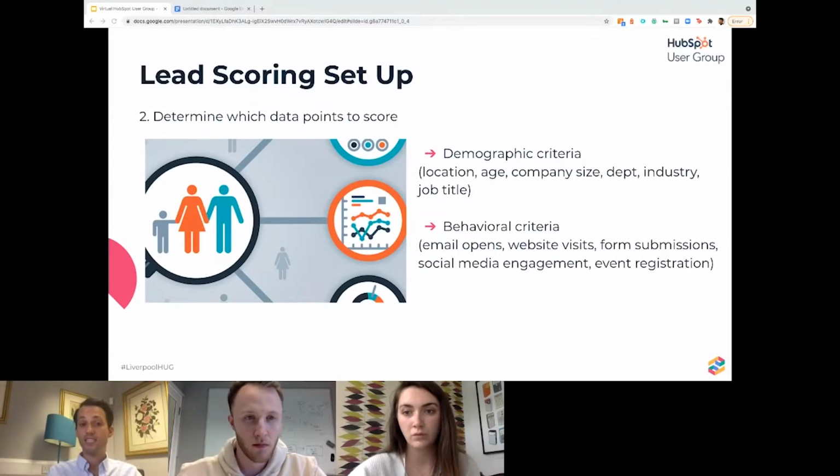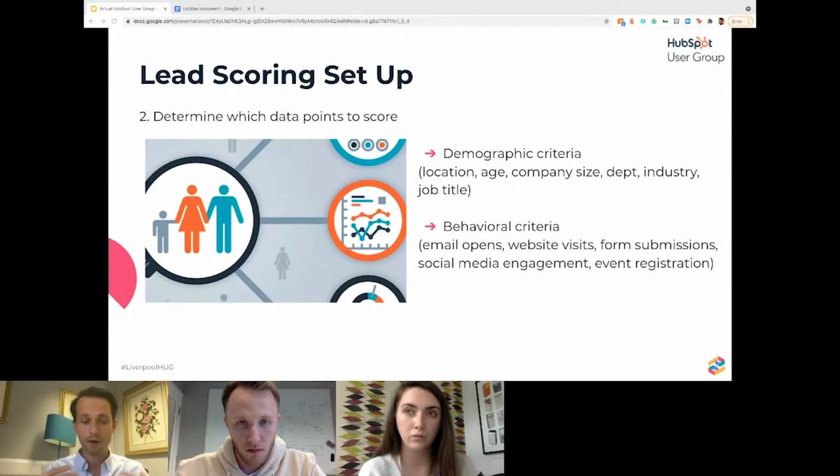The behavioral criteria refers to the actions that a lead takes or how they interact with your company. That could be the email opens they have, the number of web page visits, all the way through to form submissions, content downloads, social media engagement, or, like today, webinar registration.